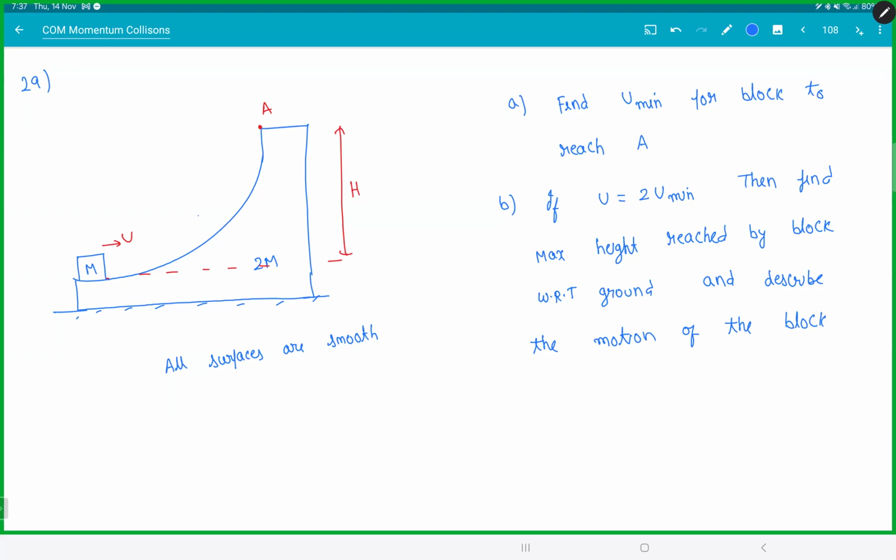Maximum height with respect to the ground. So you understand what it means. Or you can say maximum height from the initial level. What is the first part, everyone? Root 3gh. Vihan, that's right. Try, everyone. The first part you should try at least.